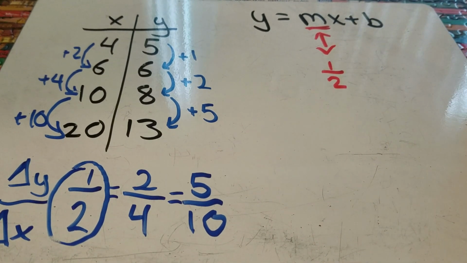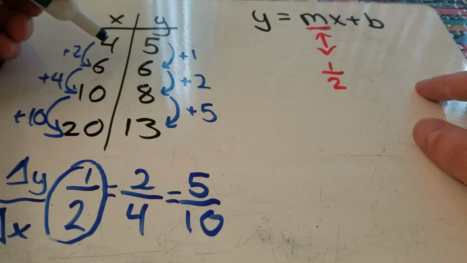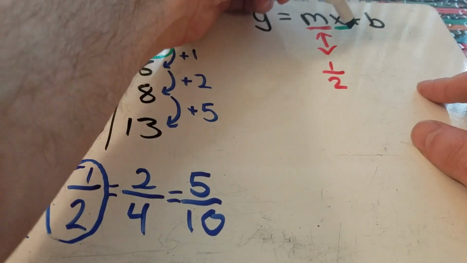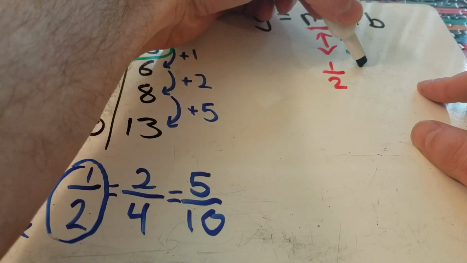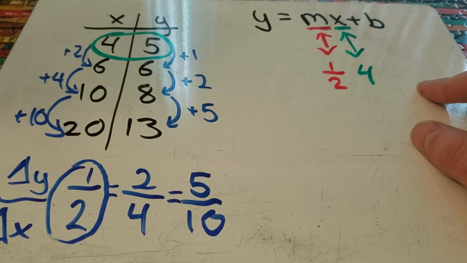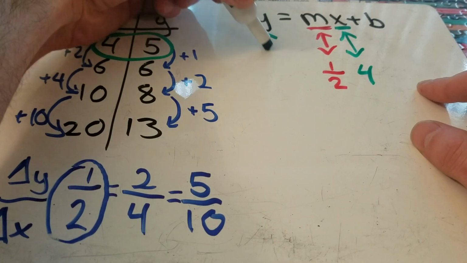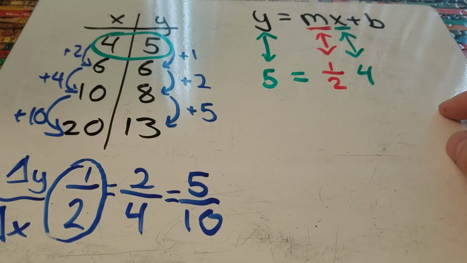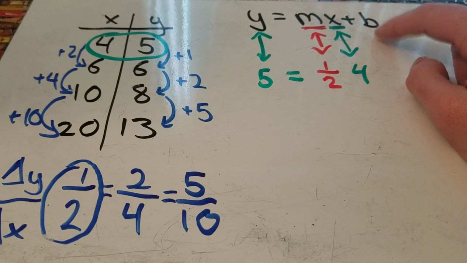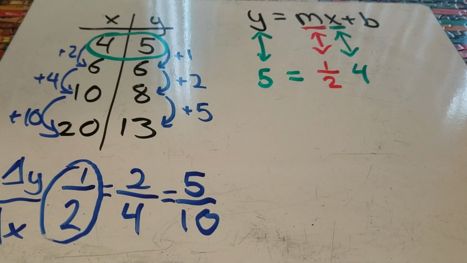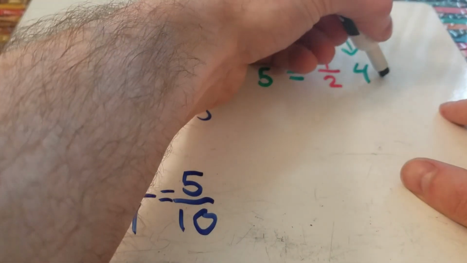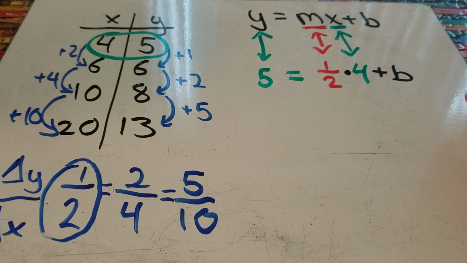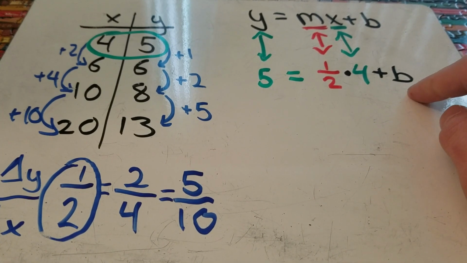So I'm going to plug in this pair. So I'm going to plug in 4 for x and 5 for y. Now the only thing I don't know is the plus b. So I'm just going to bring that down. And now I can just do some math. The only variable I don't have is b, so I can solve for that.